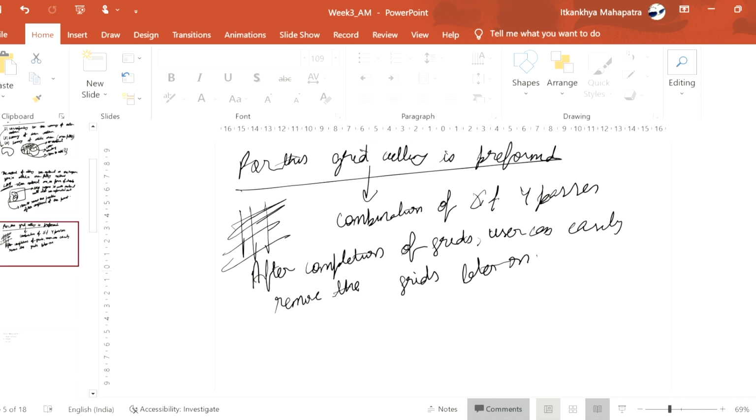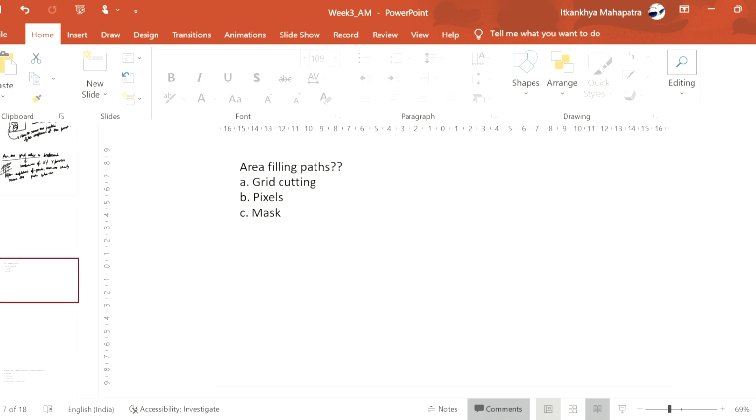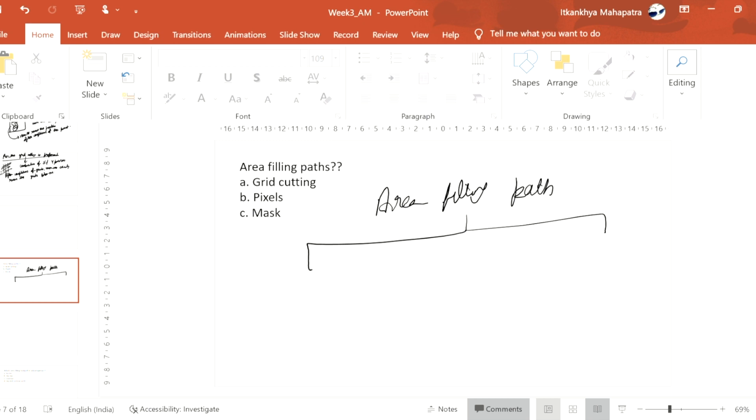Okay, so next question. Here this question is a little different; we will discuss what exactly the area filling path is. One of them is grid cutting. What are the methods involved in area filling? So we will discuss all these.